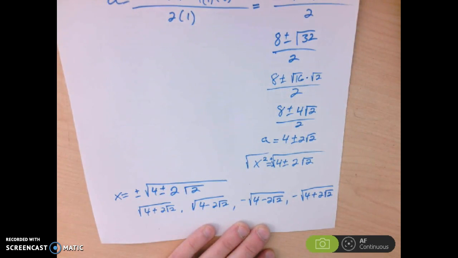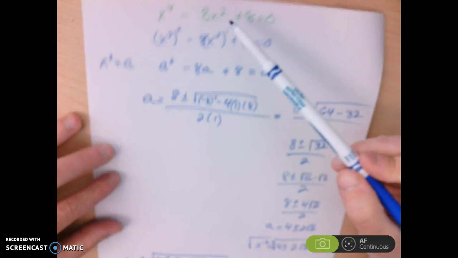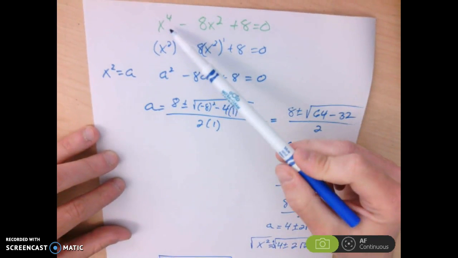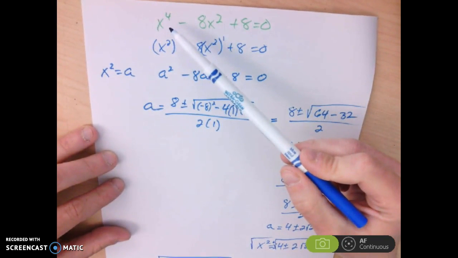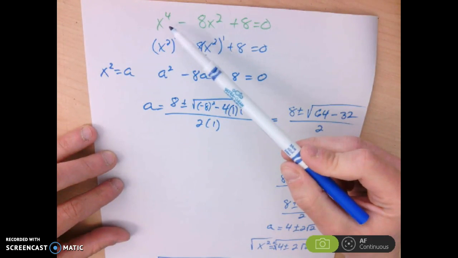And we know that there should have been 4 solutions because if we remember, our original problem had a degree of 4. And we remember the fundamental theorem of algebra says that you can have as many roots as there are degrees of your problem.